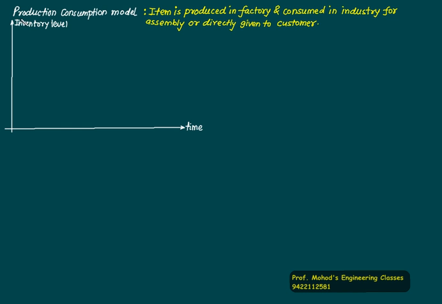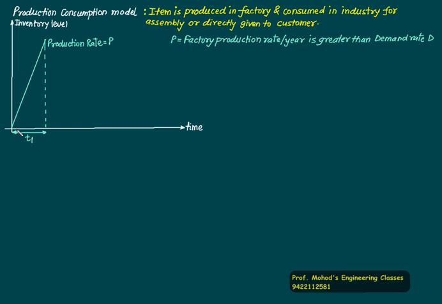of inventory through production consumption model, that is the industry model. In this sense, the item is produced in the factory and consumed in the industry itself for assembly or directly given to the customer. In this case, the production is performed for certain time and then it is consumed throughout a certain period. In factory, the machines are operated for short period T1 and the production will be produced at the rate of P for time T1.